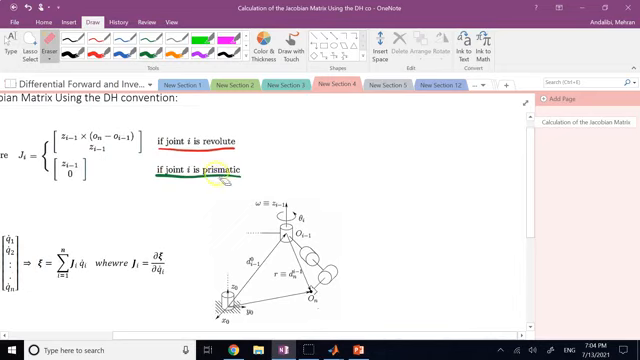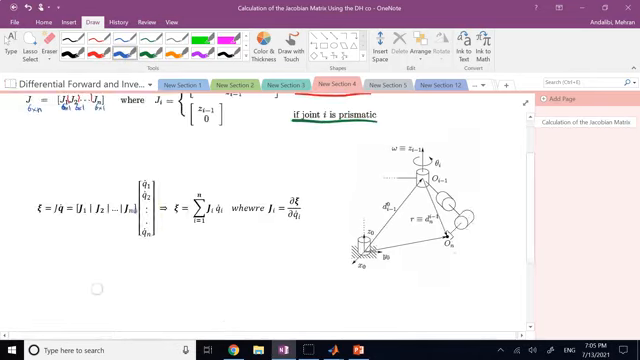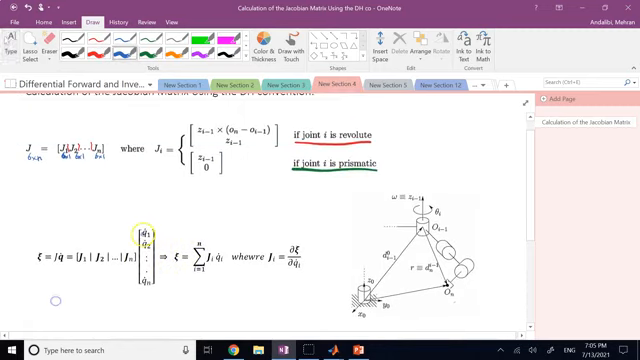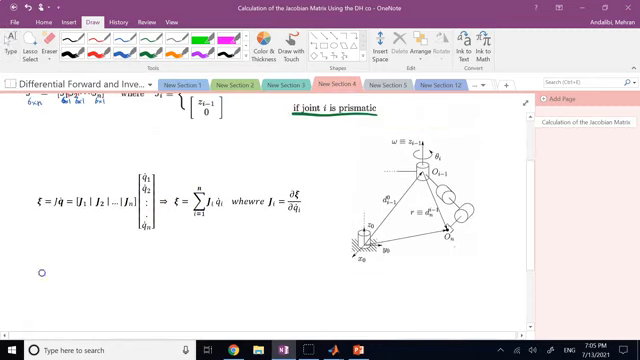Why? Let's look at the prismatic because it's simpler. If the joint is prismatic and I move a prismatic joint, what is the contribution of that to the vector zeta? If you remember, the vector zeta had 2 parts. It has v of the end effector and it has omega of the end effector, correct? This was the meaning of zeta.